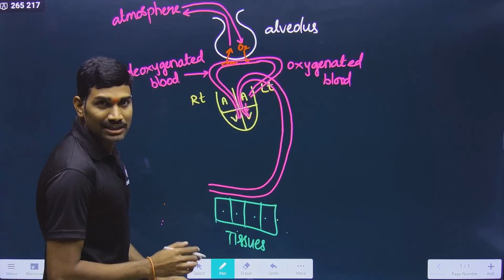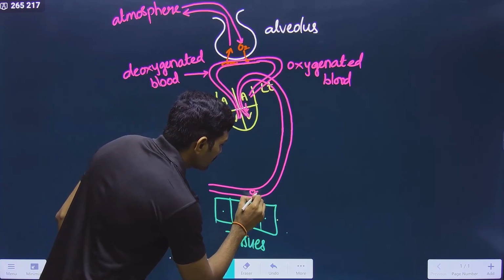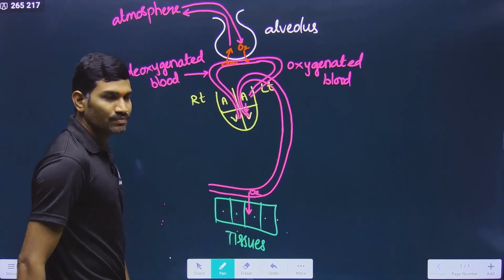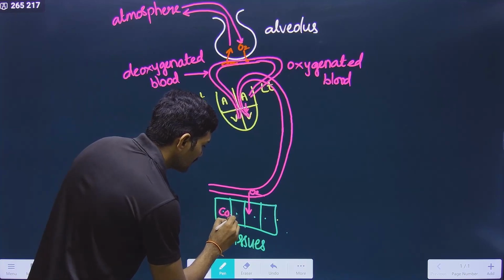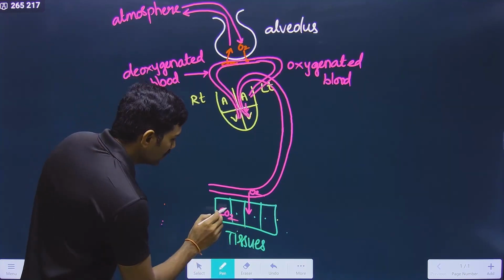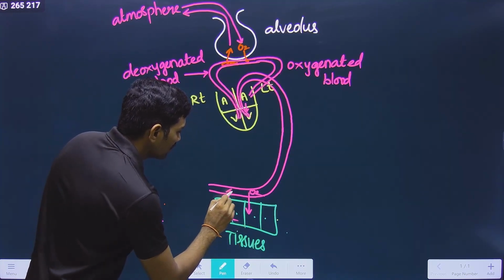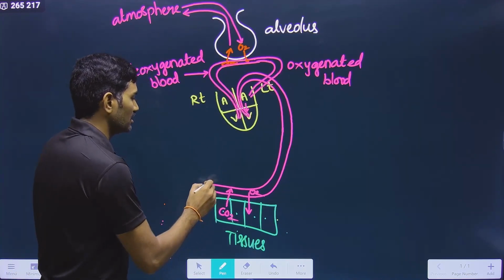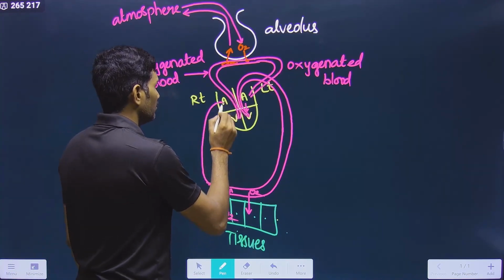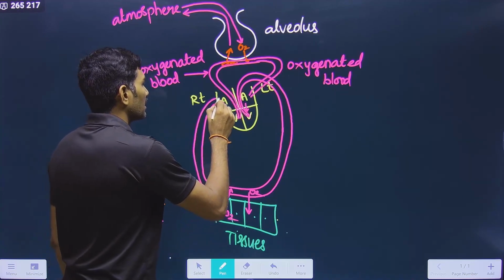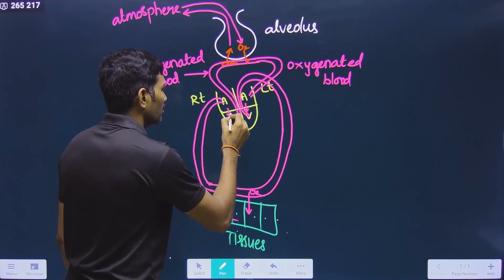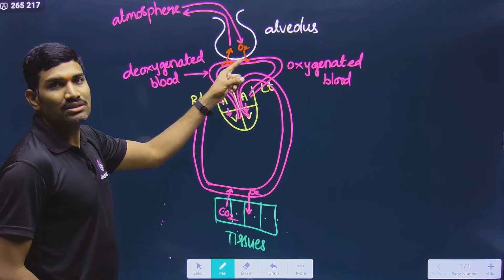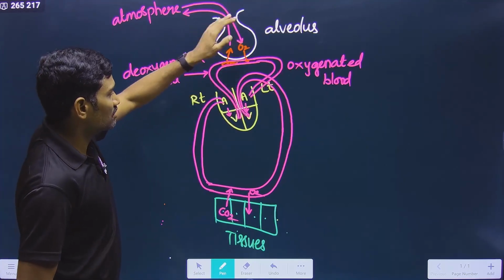And at the tissues, what happens? Oxygen from the oxygenated blood will go into the tissues, and the tissues utilize that oxygen and produce CO2. So CO2 from the tissues will diffuse into this circulation, so that now again it will be deoxygenated blood, and this deoxygenated blood will go into the right atrium. From the right atrium it will go into the right ventricle, and from the right ventricle it will go to the lungs, so that CO2 will be removed and oxygen will be taken.